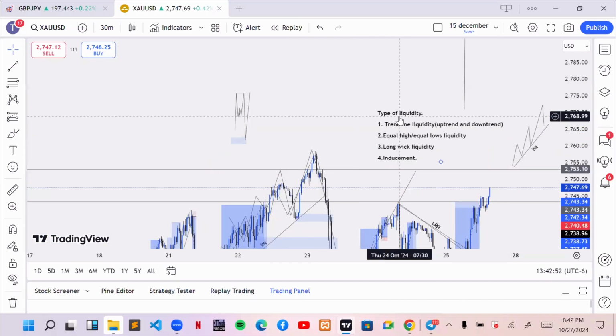Knowing where to put your take profit: draw on liquidity. So how you take your profit, draw on liquidity. If market approaches your buy entry with a downtrend, your take profit should clear that entire trend line liquidity. If market approaches your sell entry with an uptrend, your take profit should clear that entire trend line liquidity. If it was a long wick that market made before approaching your buy entry, your take profit should clear that long wick. If it's a long wick that market made before approaching your sell entry, your take profit should clear that entire long wick. So you understand better now.